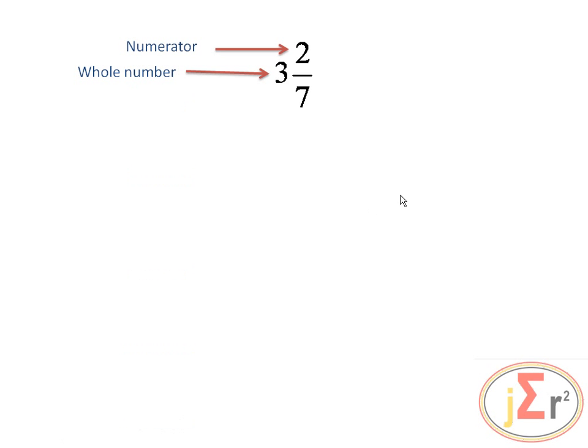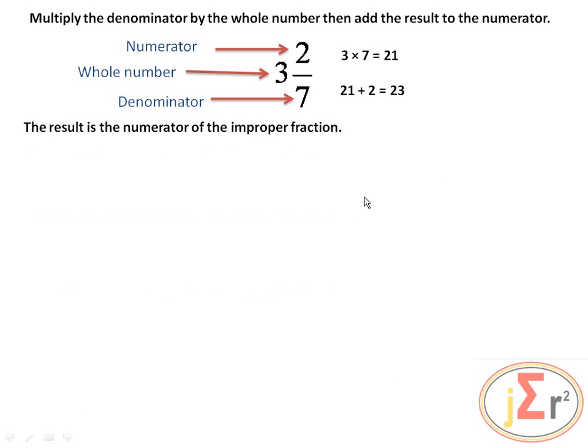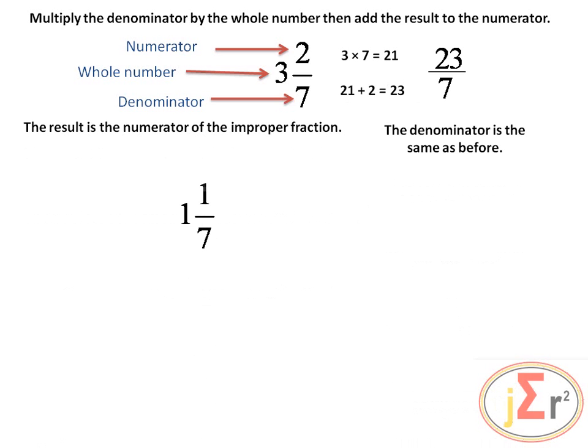We'll not do this through the entire set of tutorials on fractions, so let us take advantage of the fact that we are naming each component, the numerator, the whole number, and the denominator. Then we do what? Multiply the denominator by the whole number. 7 times 3 is 21. Then we add the numerator. 21 plus 2 is 23, and that 23 is the new numerator, and the denominator will be the same as before. And there's another one.